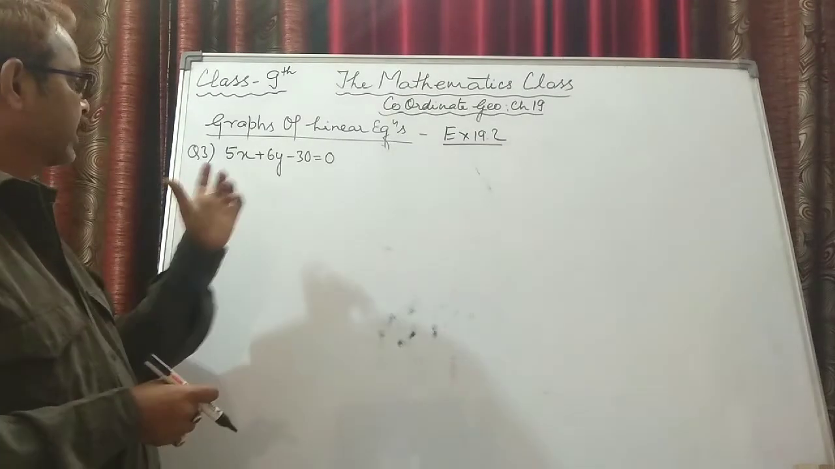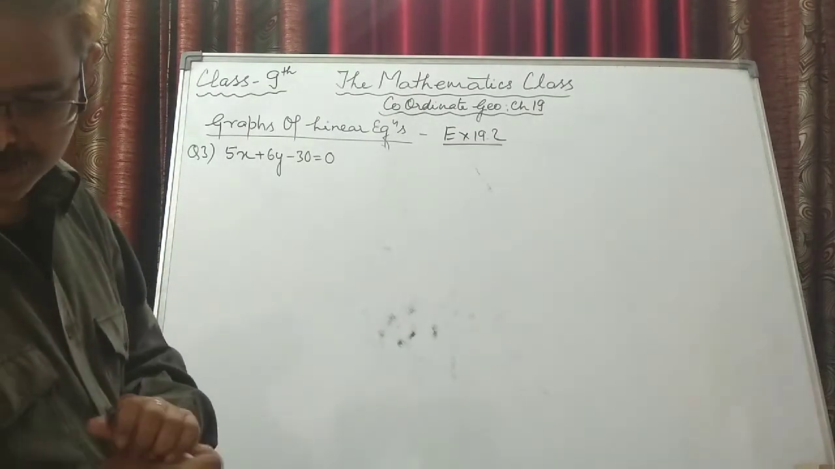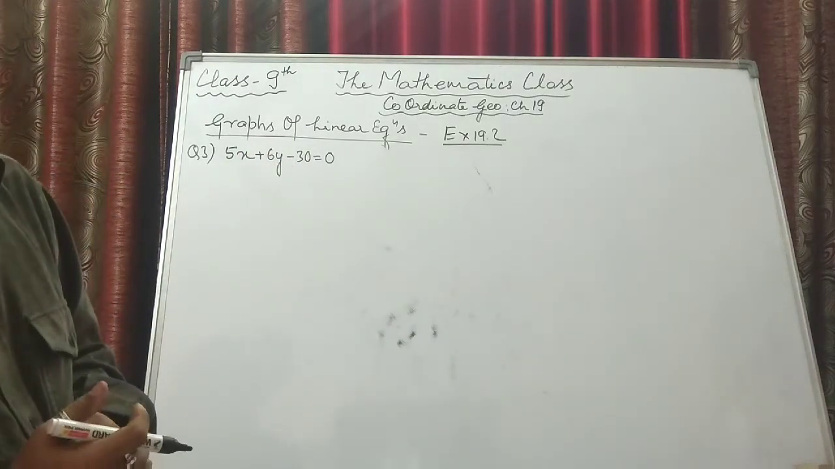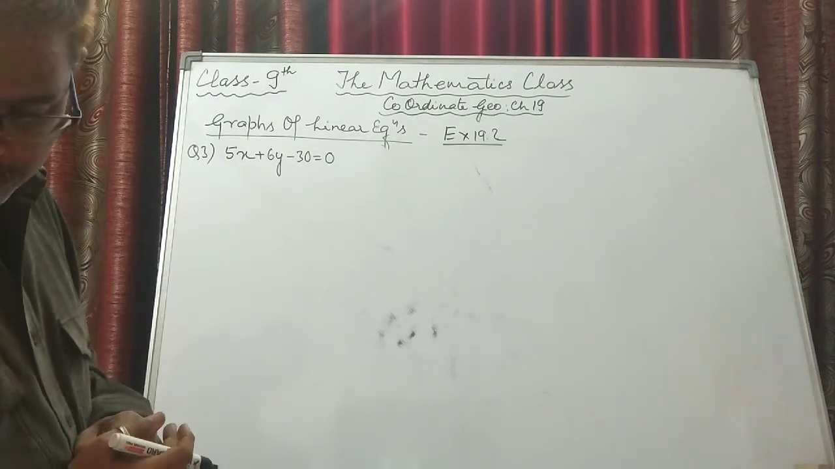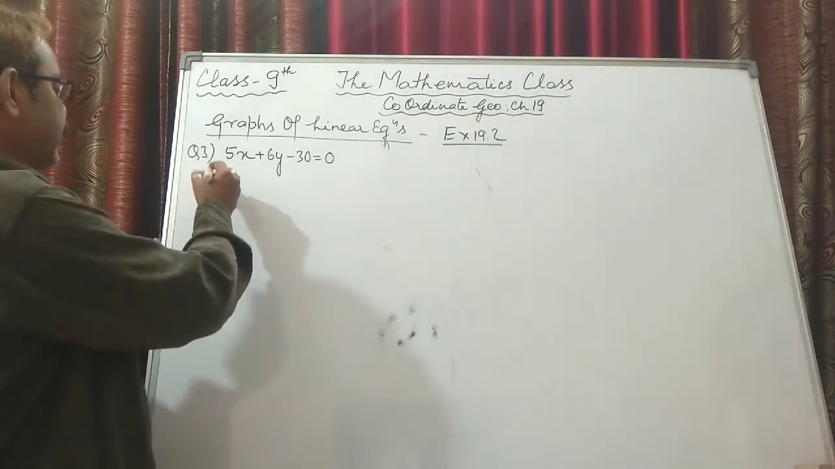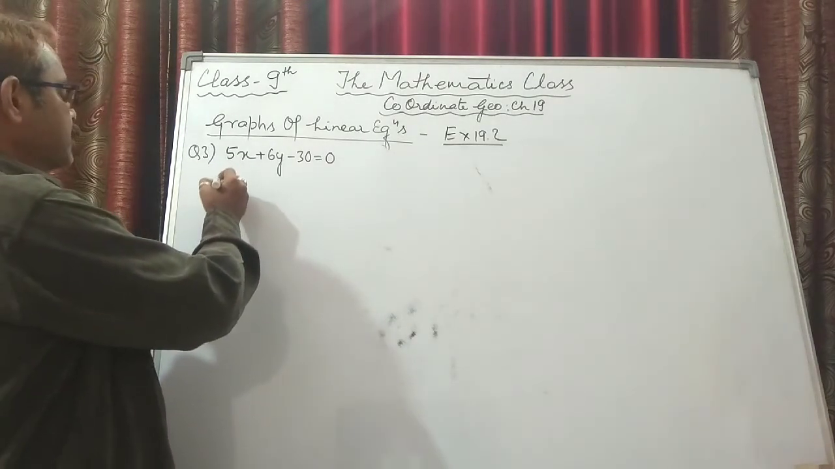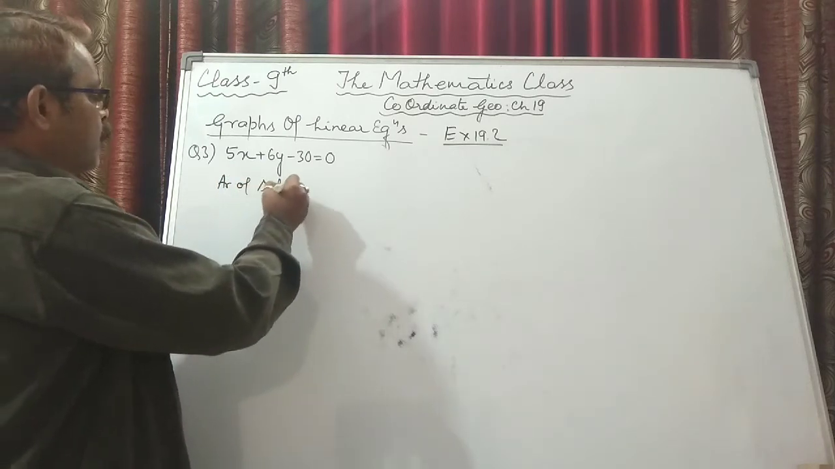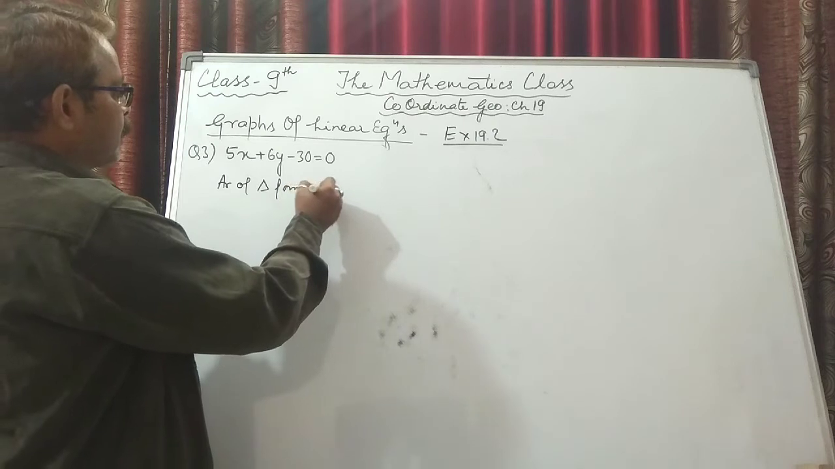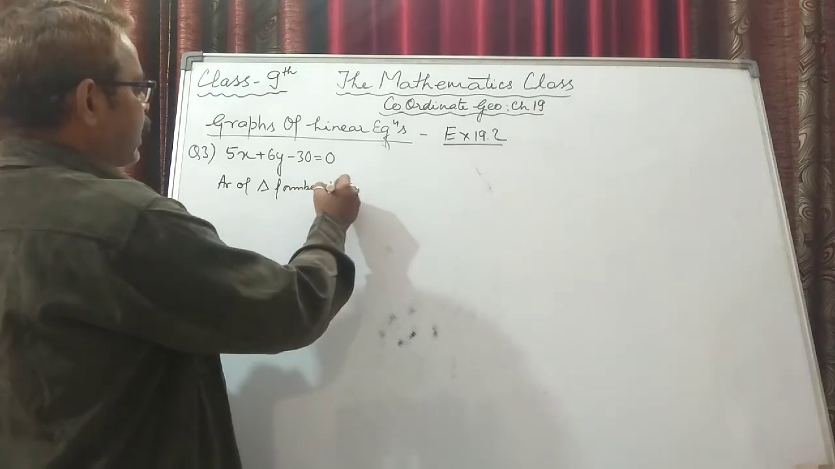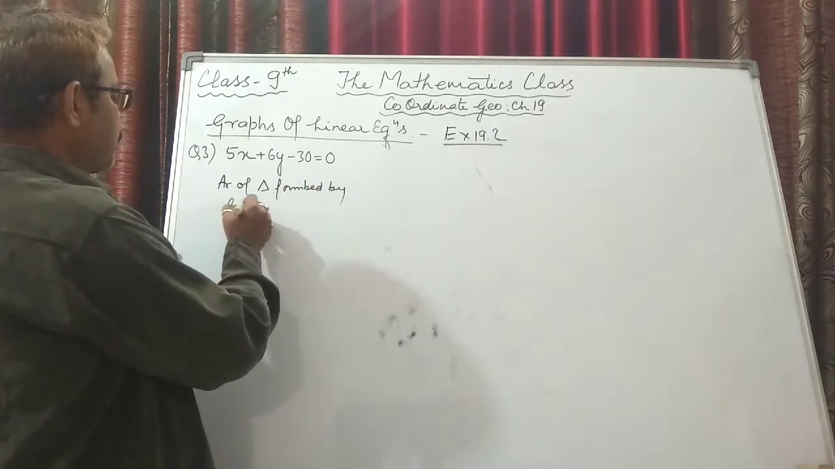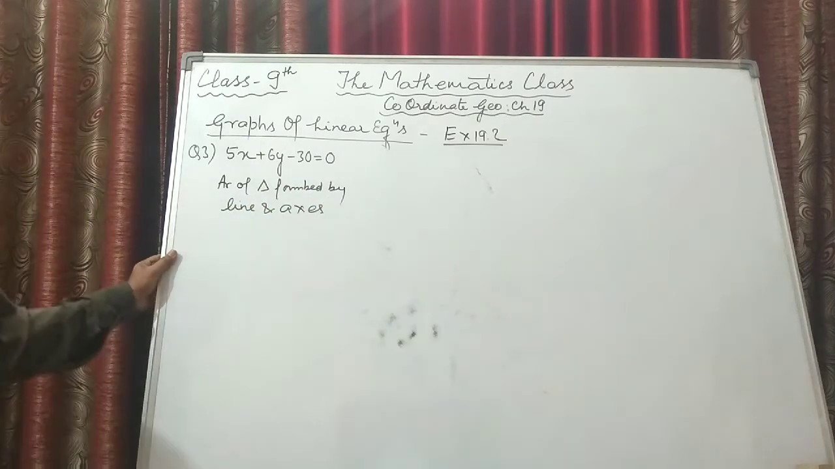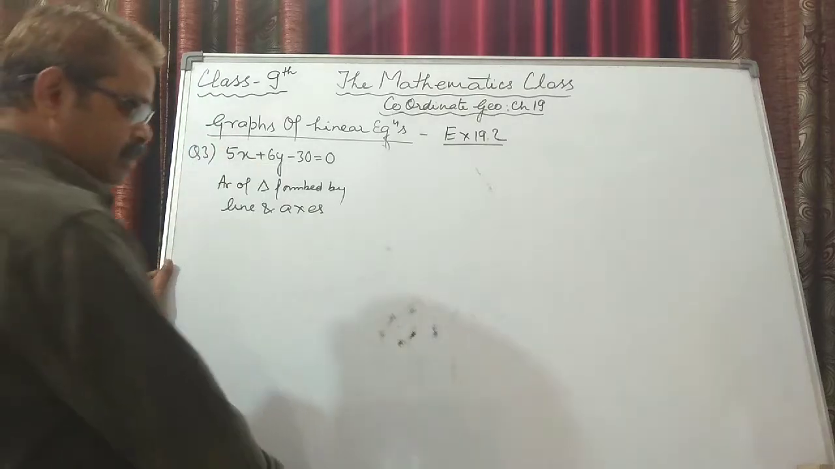Now the next question I am taking is question number 3. They say draw the graph of 5x plus 6y minus 30 is equal to 0 and use it to find the area of triangle formed by line and coordinate axis. Use it to find the area of triangle formed by line and axes. Axes is the plural of axis. Let's see what it is in this.